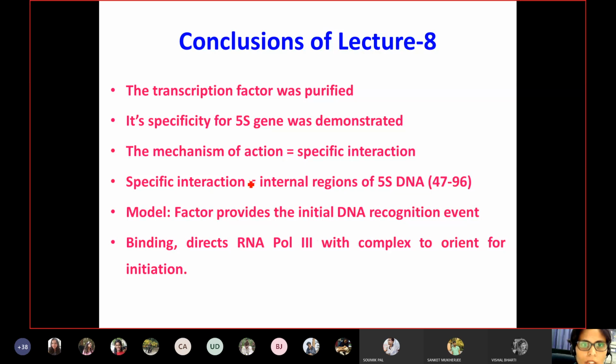Based on this, they propose a model that a factor provides the initial DNA recognition event, and its binding directs RNA polymerase 3 to subsequently interact with RNA and other transcription factors for forming transcription factor complexes, and it orients the whole complex together to form a very specific initiation complex for transcription of the 5S gene. So this was their observation in the first paper.